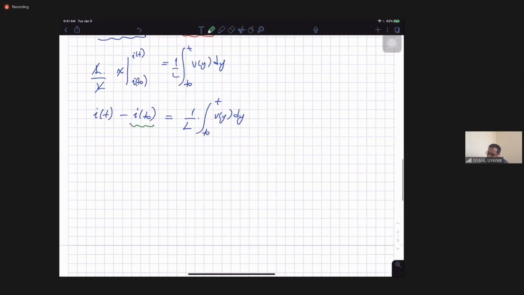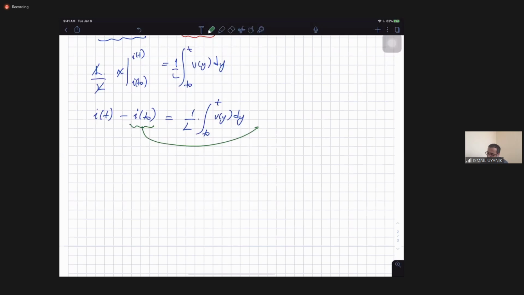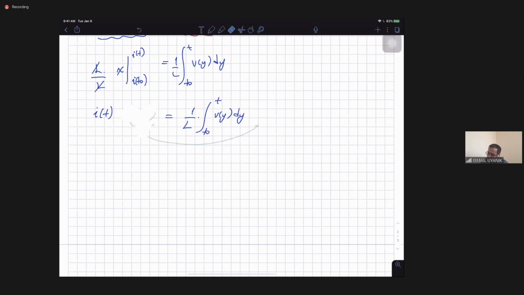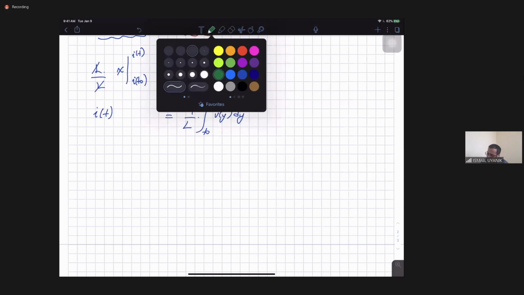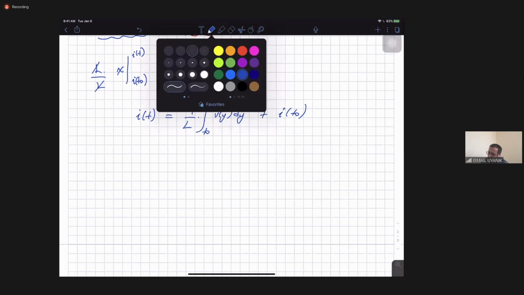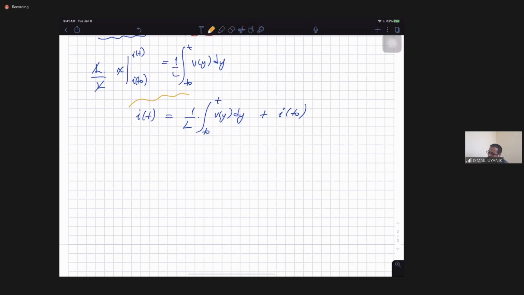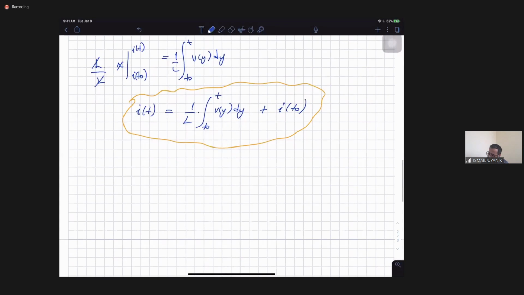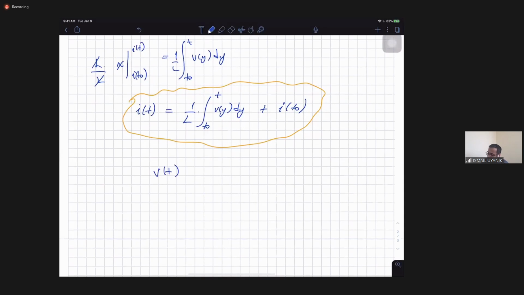So I will take this to the right-hand side. Let me fix this equation in this manner. That was minus here, so it will be a plus here, right? So this is how my voltage-current relationship will look like. This is just the reverse of this equation. We were saying v(t) is L times di over dt, right?